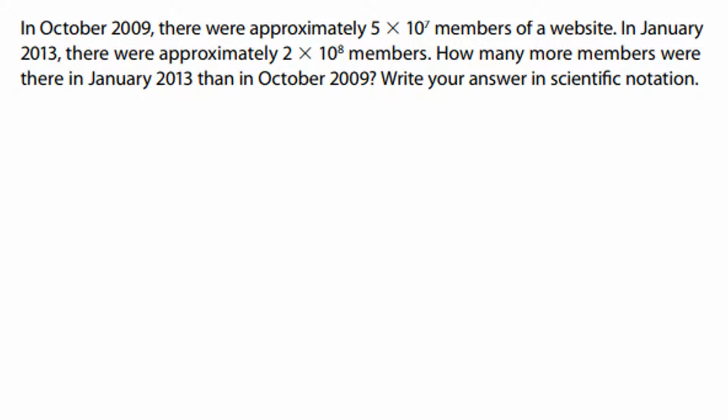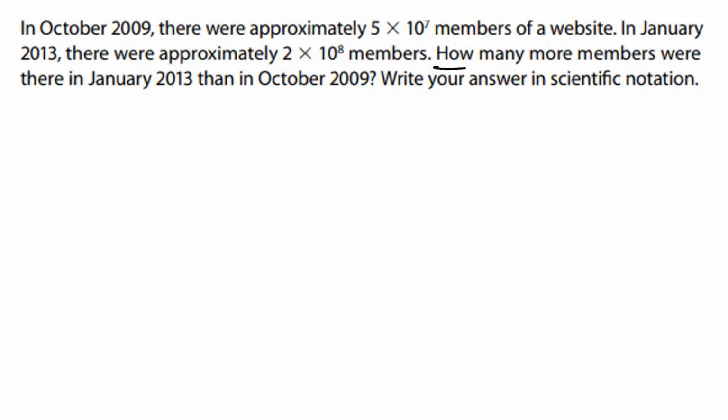In October 2009, there were approximately 5 times 10 to the 7th members of a website. In January 2013, there were approximately 2 times 10 to the 8th members. How many more members were there in January than October 2009? Write your answer in scientific notation.